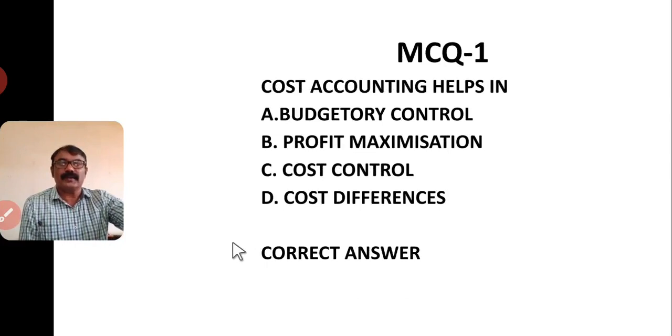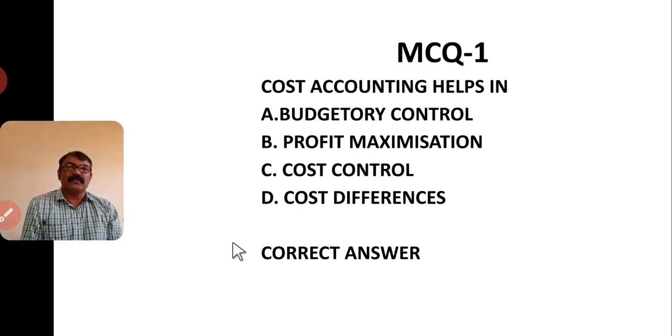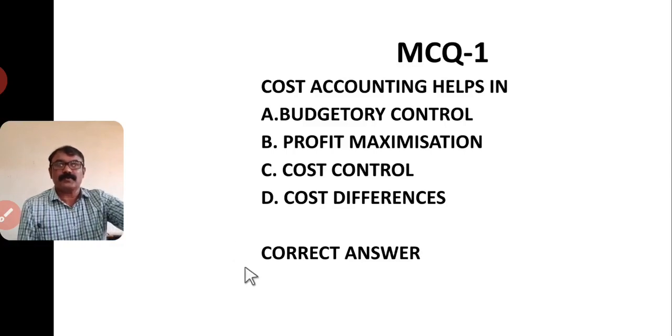This is all I have explained about the fifth session, and there are MCQ questions on it. The first one: cost accounting helps in what? The options are: A, budgetary control; B, profit maximization; C, cost control; D, cost differences. C, cost control, is the right answer: cost accounting helps in cost control.